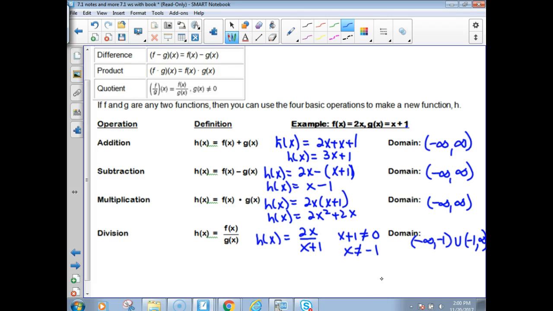Any questions so far? That says negative 1 to infinity. You good? Okay. I kind of squeezed it in there.